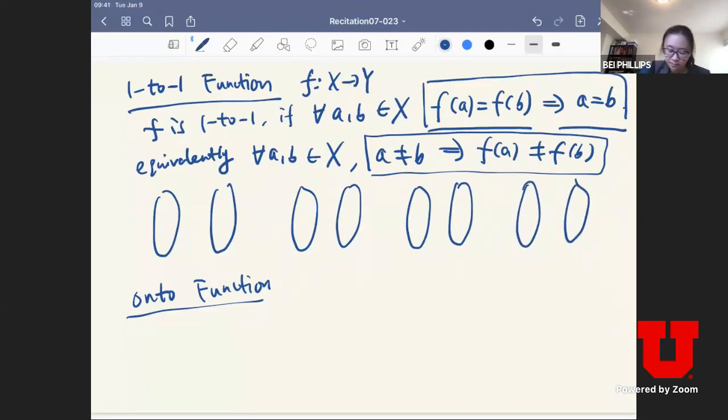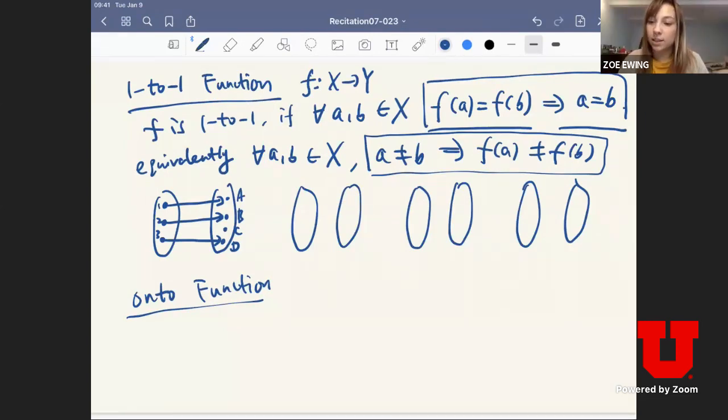And you can tell me if this is 1-to-1 or not. So this is elements 1, 2, 3. This is elements A, B, C, D. Yes, go ahead.